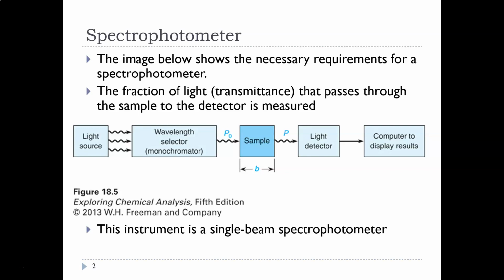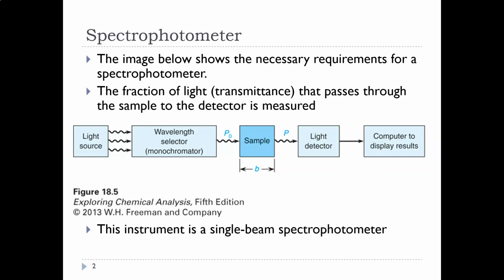We are going to, before the end of this chapter, talk in much more detail about each of the boxes on the screen, except for the computer to display results. I don't care about that. We're going to talk about the different light sources, what a monochromator, which is the wavelength selector, is. We're going to talk about the cuvettes that the sample resides in. We're going to talk about the light detector at the end.